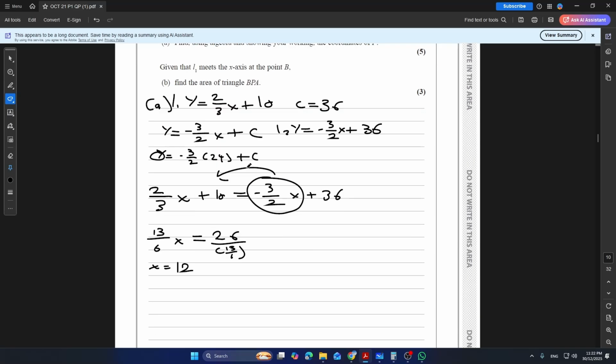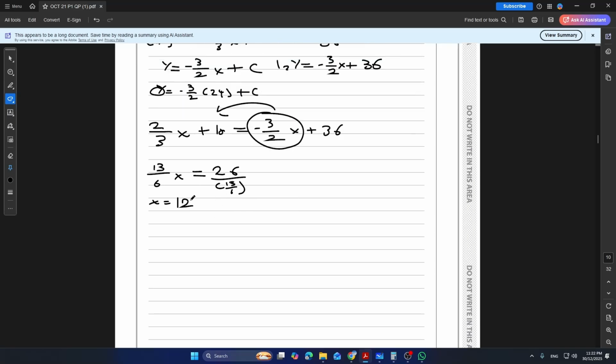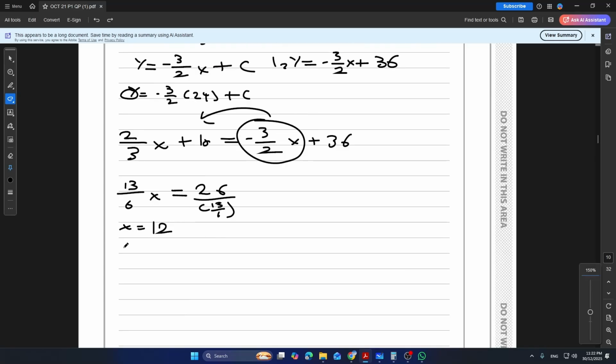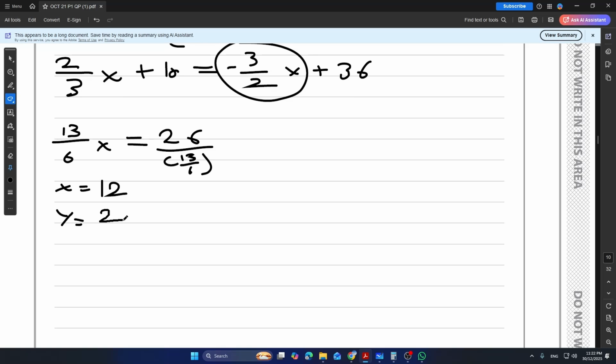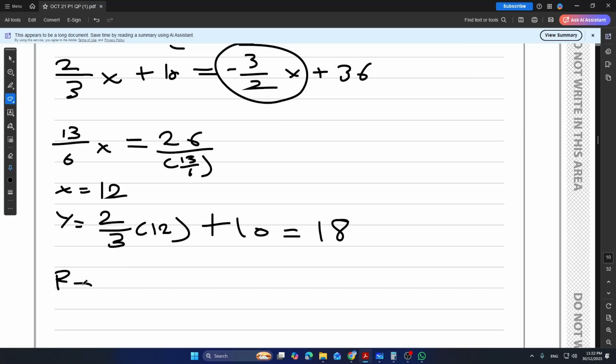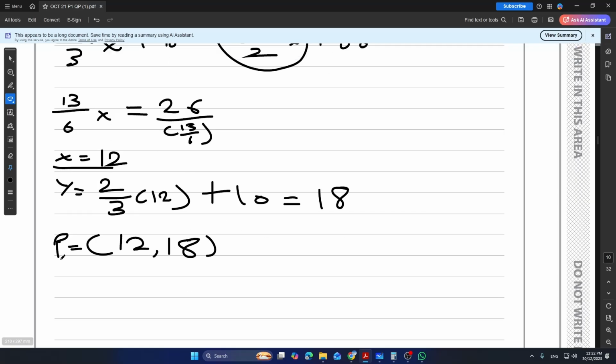Now to find the y coordinate of the point of intersection, we need to substitute this 12 into any of the two equations, either this one or this one, same thing. I will substitute it into this one. So to find the y equal 2 over 3 times 12 plus 10, let's give it 18. So our P is going to be x-axis 12 and y-axis 18. So P equal 12, 18. And that is our answer.